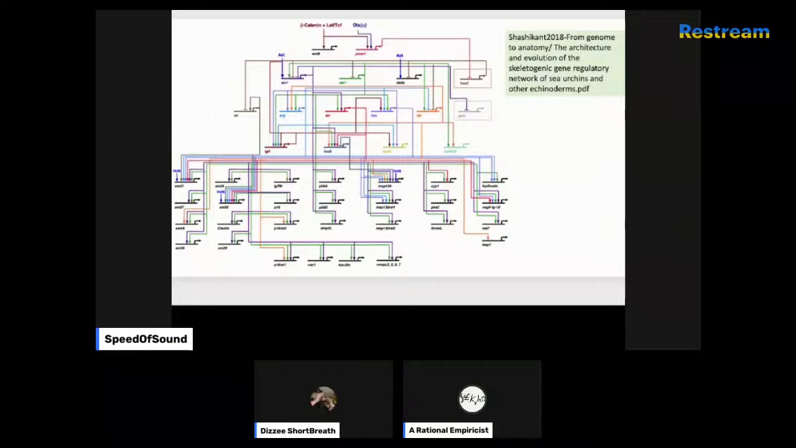And this is what it looks like. These are the gene regulatory networks. Every one of those words there is either a gene or a function. In this case, they're all genes. But you could have an arrow pointing down to limb development, right?